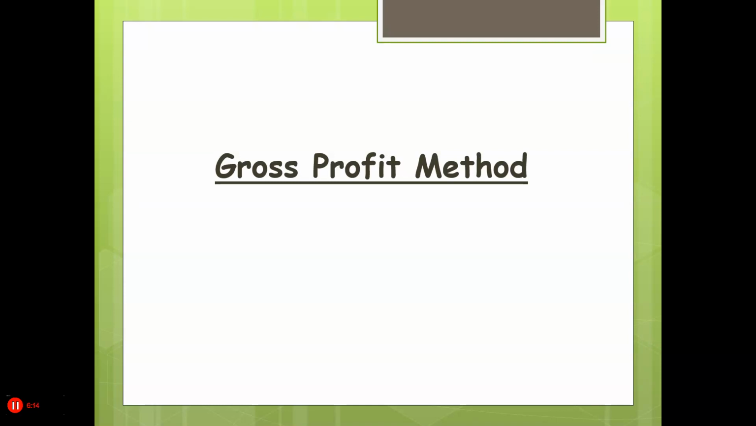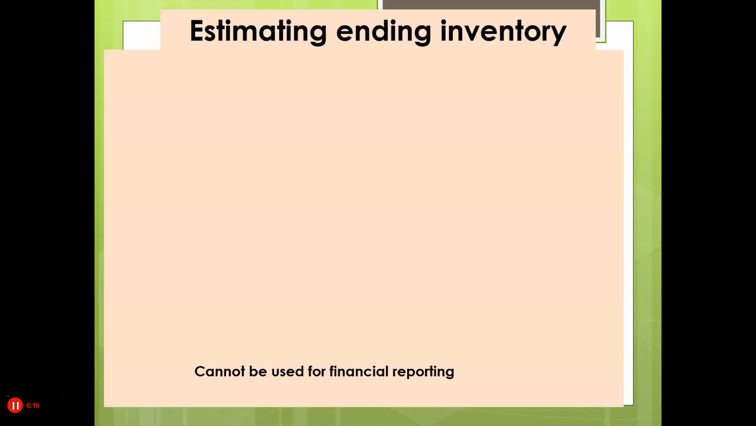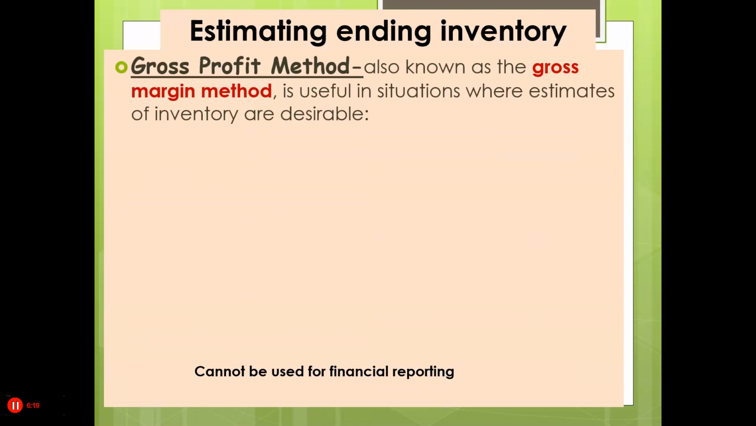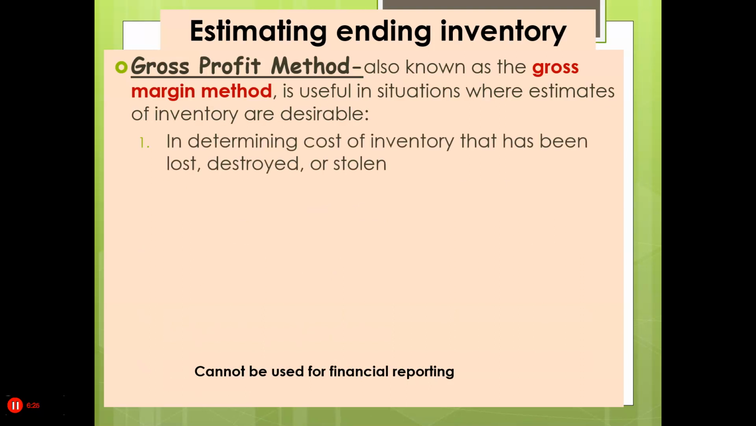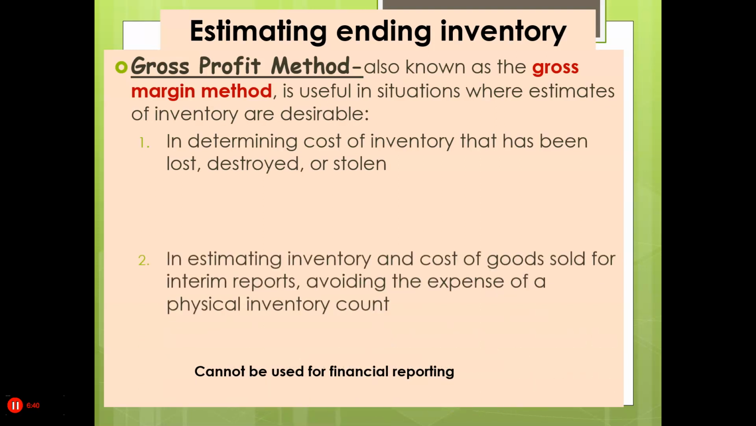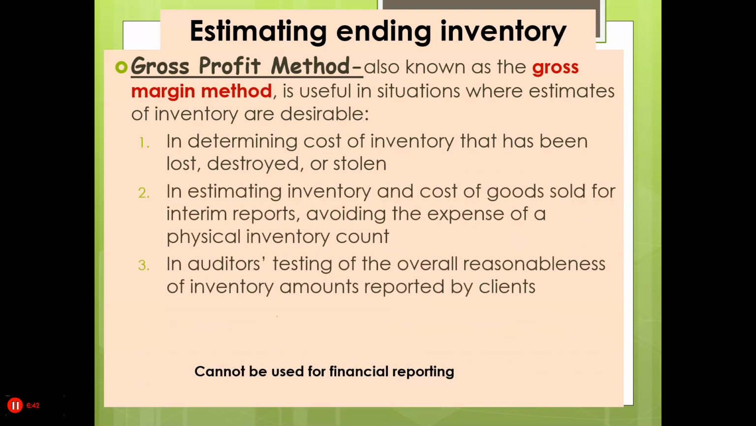Now let's look at the gross profit method, also known as gross margin, and we use it whenever we have to estimate ending inventory. This would be if we're doing periodic, because we don't know what our cost of goods sold and ending inventory are until the end, and we have to do a physical inventory, but this is in the case where you can't or you don't want to. Like, for instance, if an auditor is doing a test or you're doing interim reporting.